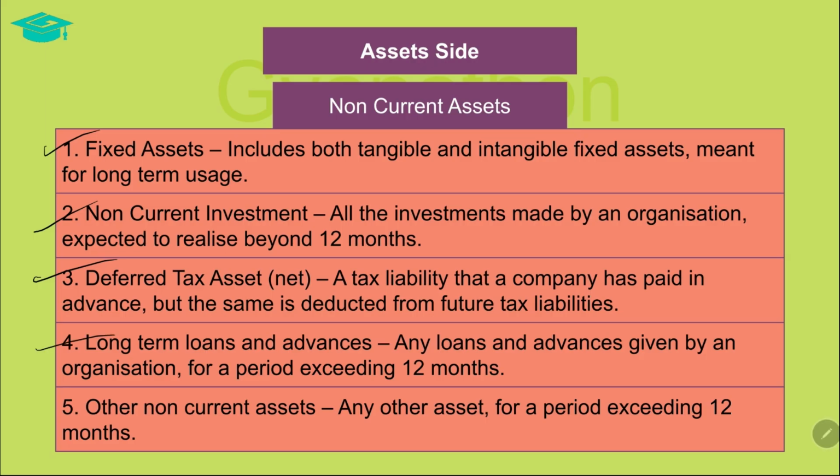The next is long-term loans and advances. These constitute any loans and advances given by the organization to external parties for a period exceeding 12 months. And the last head under the non-current assets is other non-current assets. This head includes any other assets which do not fall under any of the first four heads and which is held by the organization for a period more than 12 months.